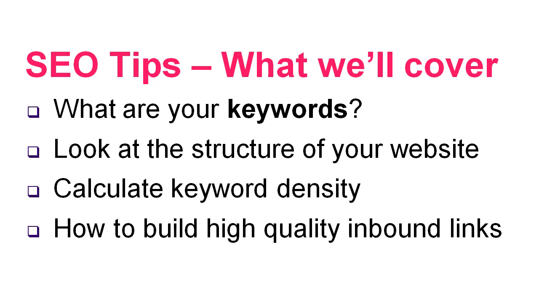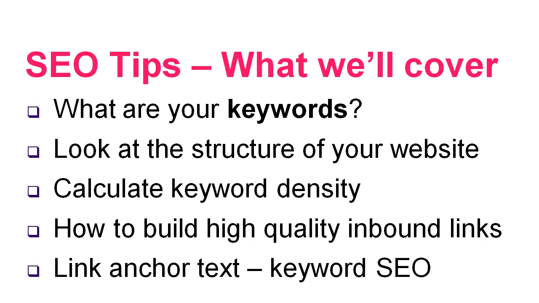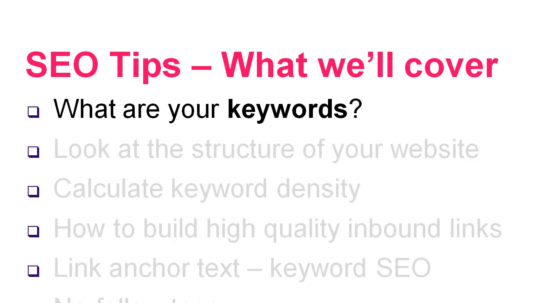We'll be looking at how to build high quality inbound links, and where to get those links from. We'll be looking at anchor text as well. Anchor text is basically, I'm sure you're aware, the text that appears if you have a link on a website. It's the text that appears when you click on that link, and that's very important for keyword optimization. And then we'll briefly be covering no-follow tags as well, because we just need to know what they are. They are useful at times, based on what they mean and what they're doing.